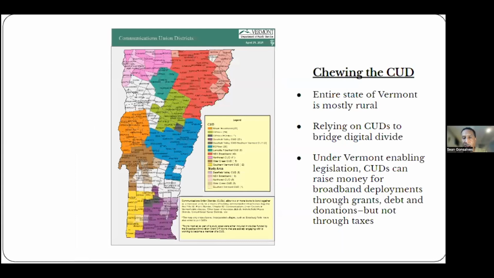Now, in the state of Vermont, a very rural state, in fact, almost the entire state is rural, what they're doing there is they have established what they call communication union districts. And the enabling legislation allowed essentially 2 or more towns to come together to form a telecommunications utility, which allows for them to raise money, to apply for grants, to even issue debt. They can't do it through taxes, but this is the primary vehicle by which Vermont is bringing fiber to the home all across the state. This is a map that shows the dozen or so communication union districts that have been formed and that have been working like gangbusters and delivering fiber connectivity all across that state.